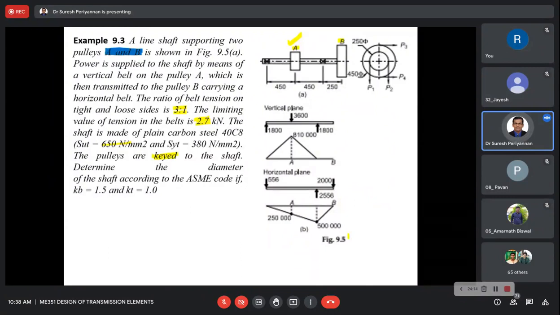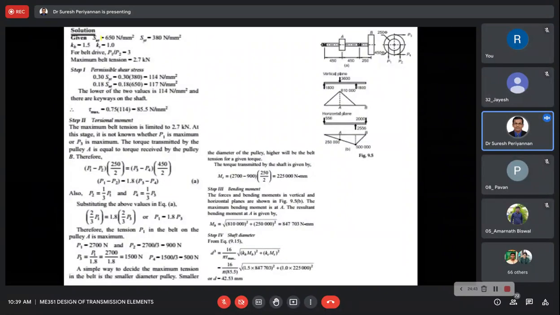Now we are going to use the ASME code approach to define the dimensions of the shaft. What is the ASME code approach? Based on it, the shock factor and fatigue factor, KB and KT values, are given as 1.5 and 1. Now we move to the problem. See here, these are the given data: KB given, KT given, SUT and SYT given, and the maximum tension given.